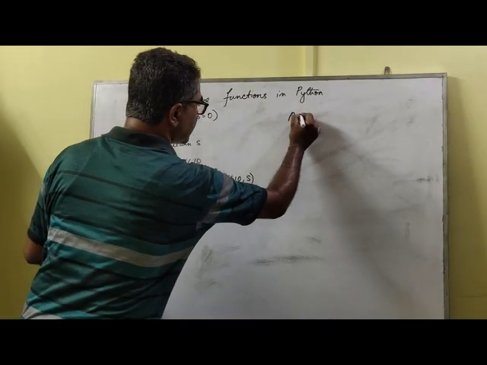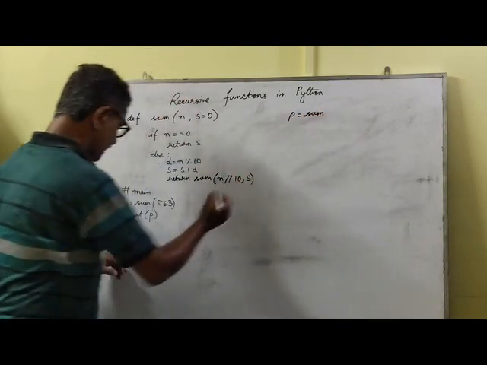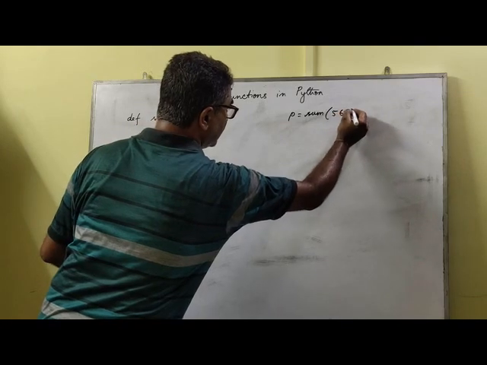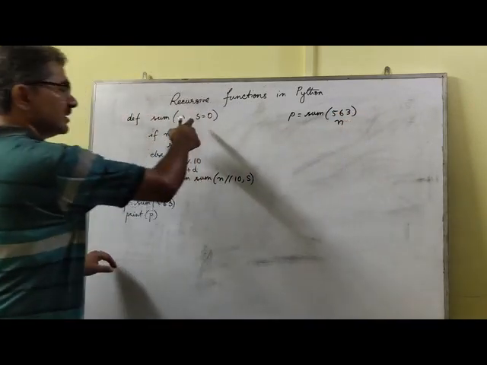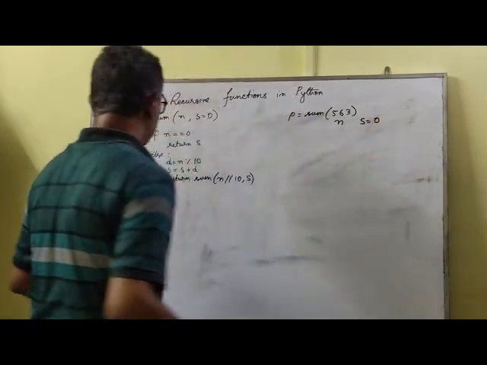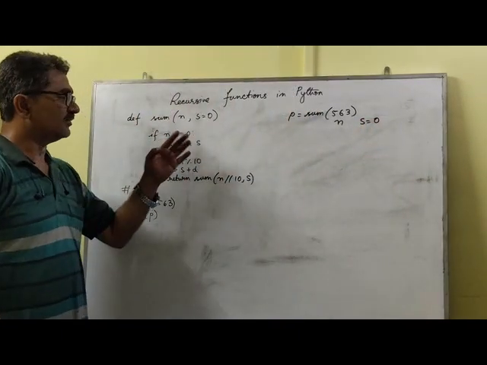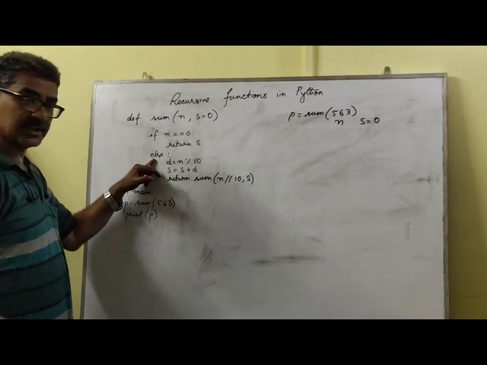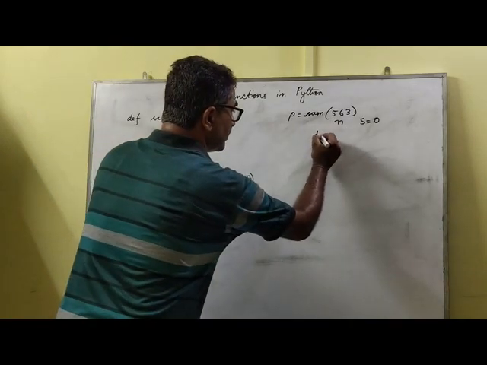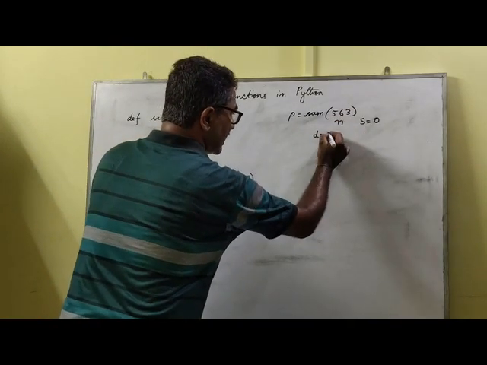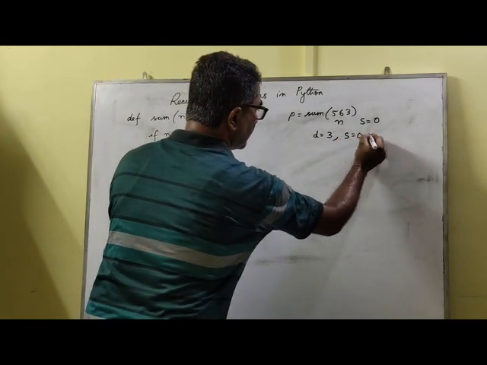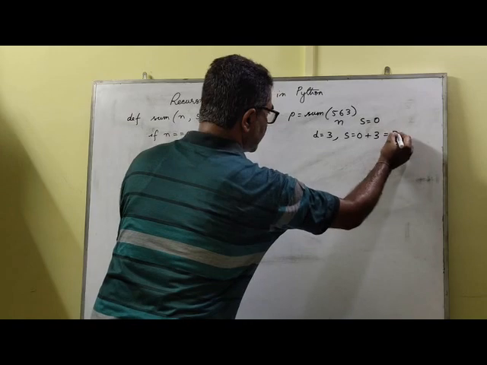What I've written over here: p equal to sum of 563. So that's the integer whose sum of the digits I require to find. This is the value of n, and since the value of s is not passed, it's going to take the default argument, which happens to be 0. Now if n is 0, no way, the value of n is 563, so it directly jumps to the else part, and in the else part d equal to n modulus 10. So it's going to extract the last digit of n, which happens to be 3. s equal to s plus d, so s was 0 plus d, that is 3, which happens to be 3.